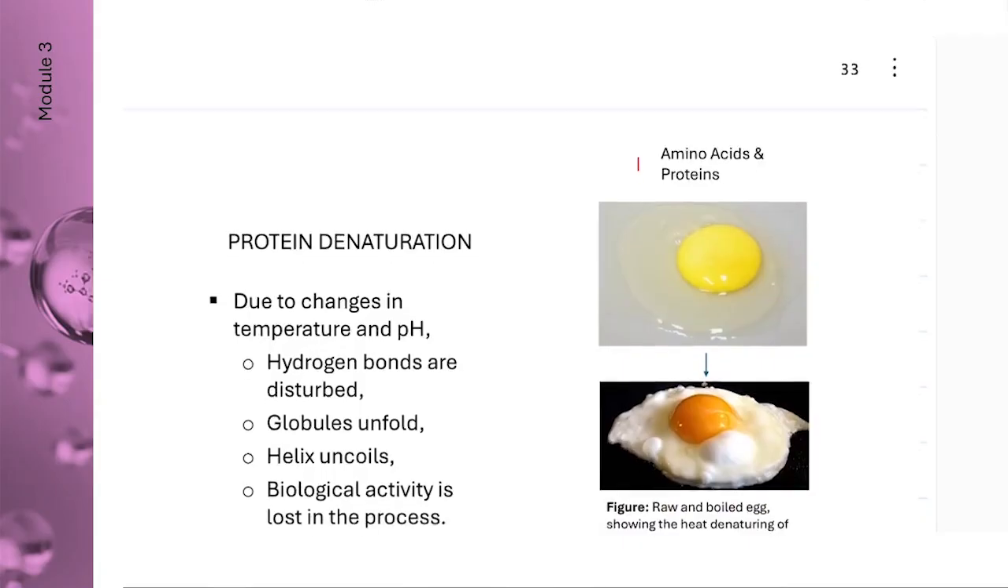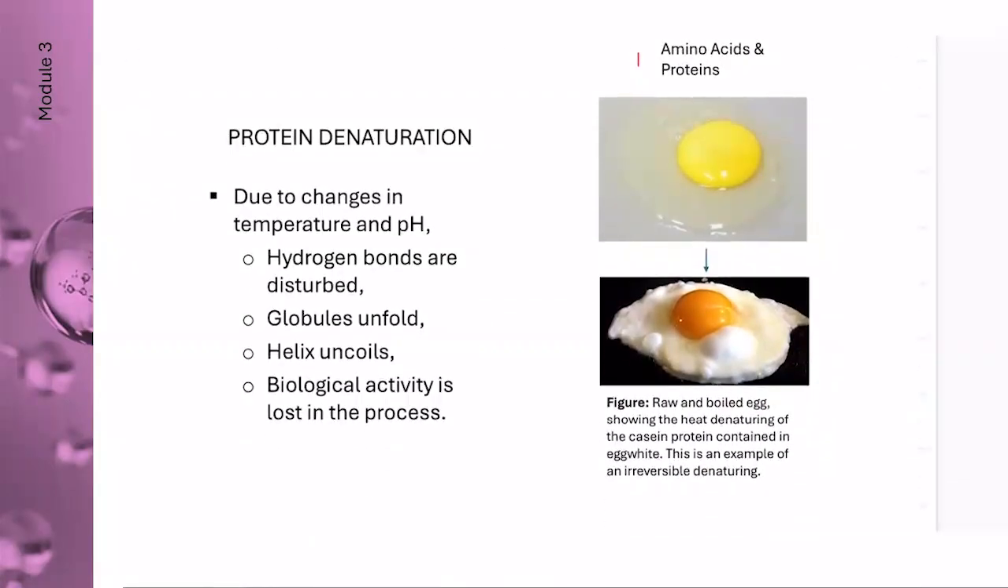A very good example of denaturing, this time with heat, is what happens with your egg. If you look at this picture, you have your egg white and your egg yolk. The protein in egg is albumin.